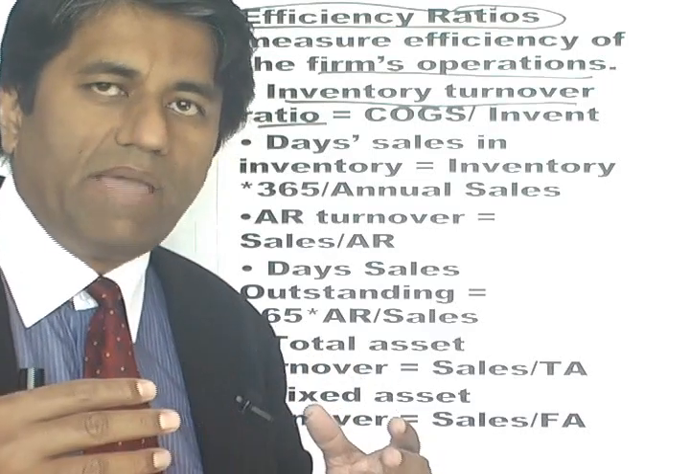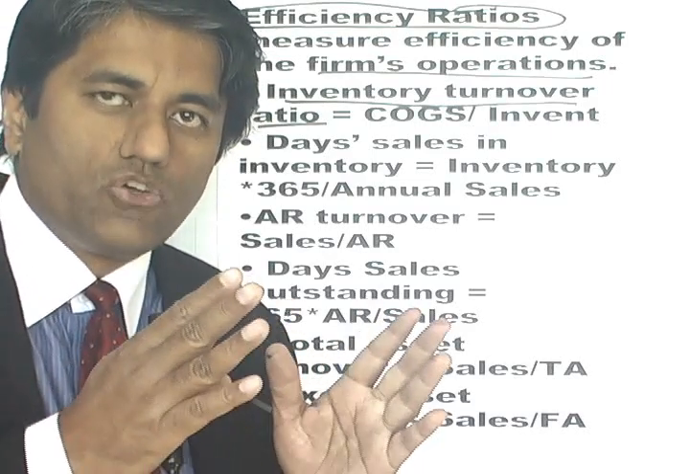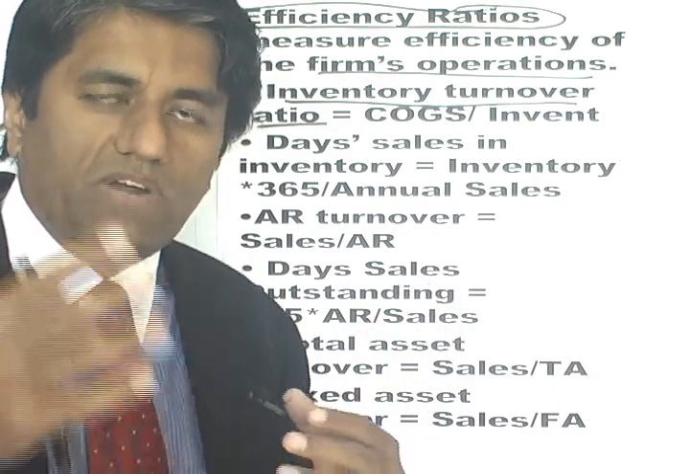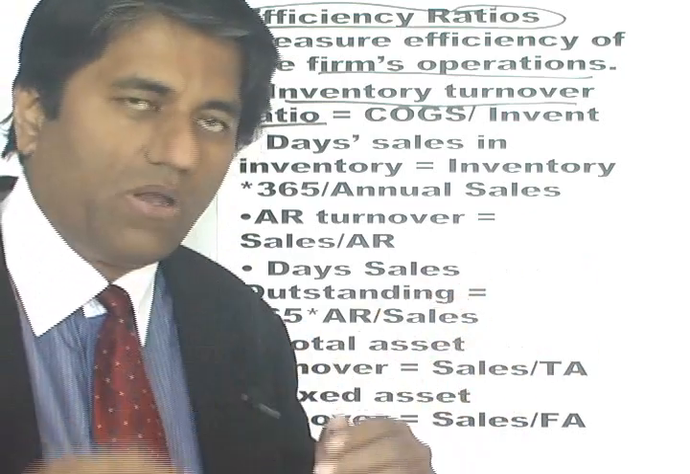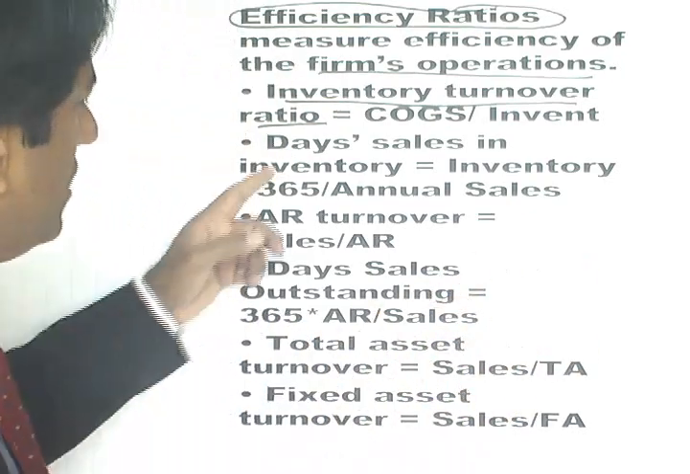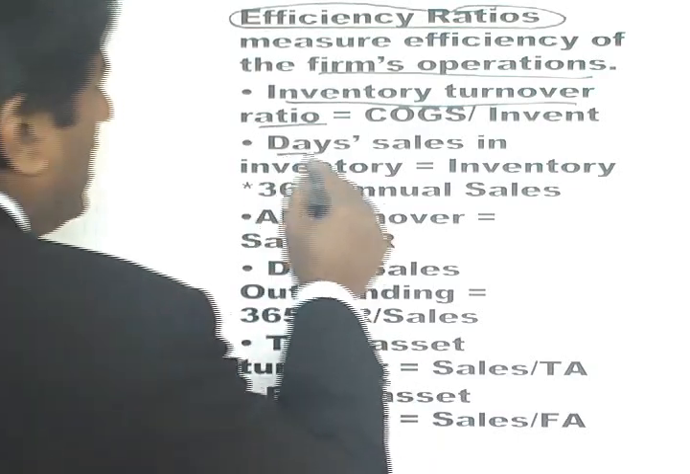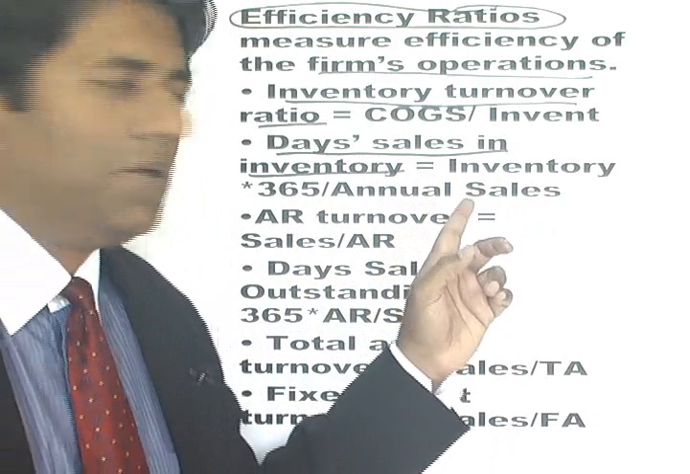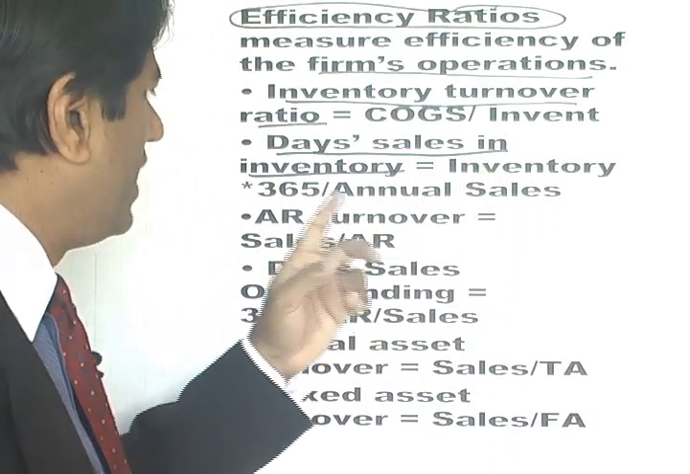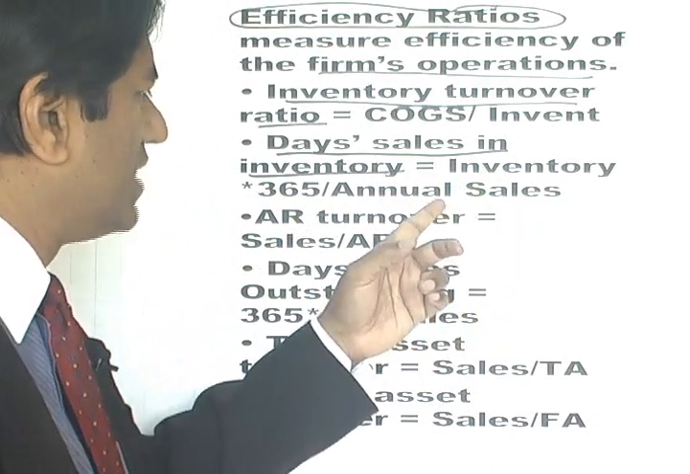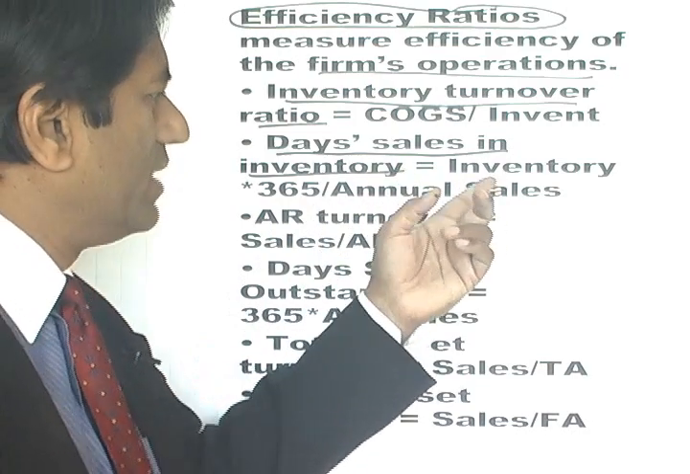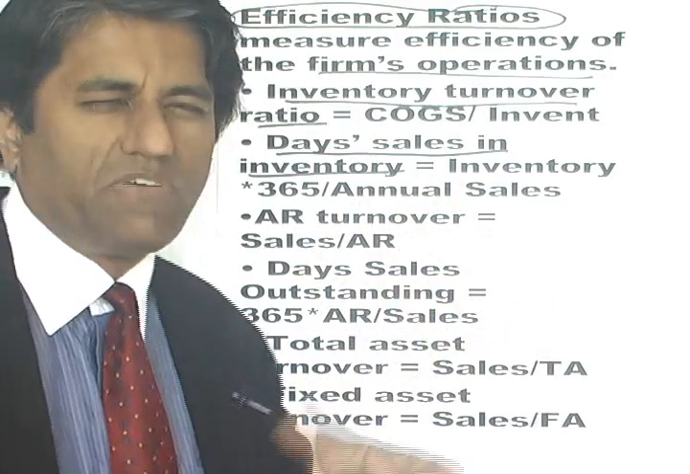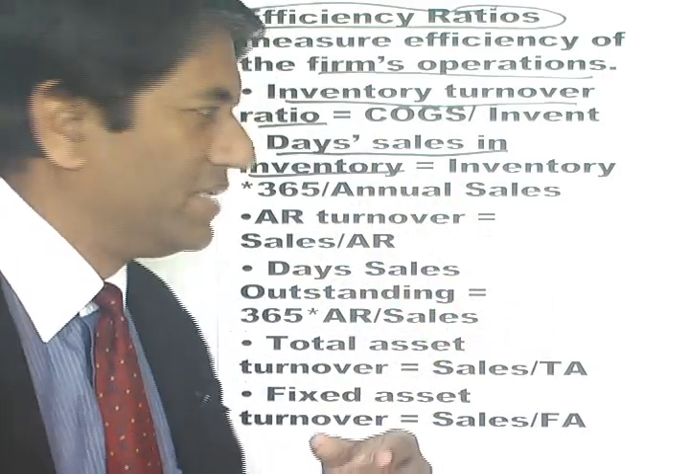Well, a higher one is better because it means that the firm is able to operate with a smaller amount of inventory. So it's able to quickly sell whatever it's manufacturing and the inventory size is smaller. The second ratio is days sales in inventory, and that is found by multiplying inventory by 365 divided by annual sales, or alternatively it's inventory divided by daily sales, because if you divide annual sales by 365, you'll get approximately the daily sales.